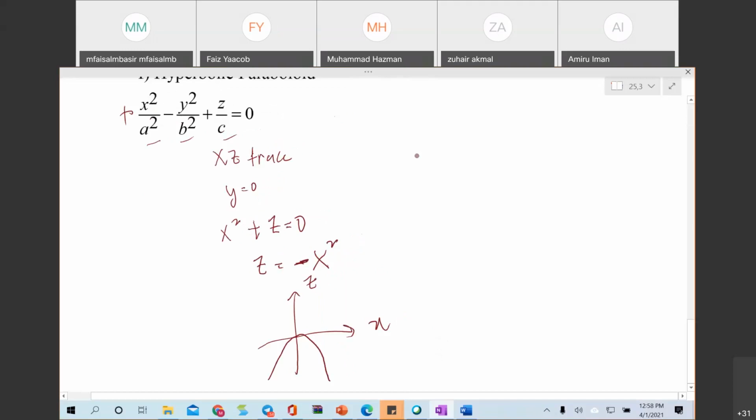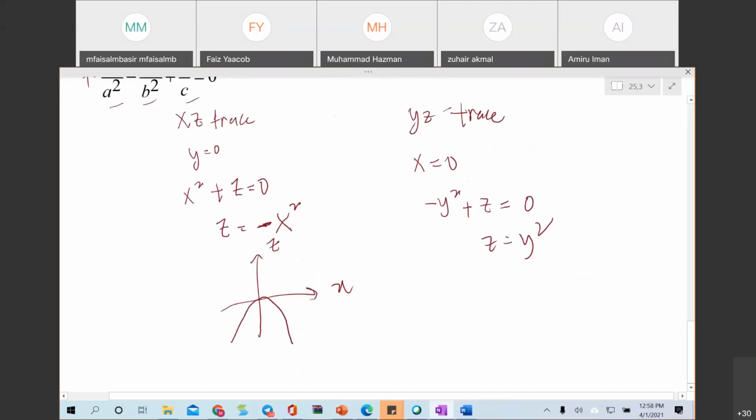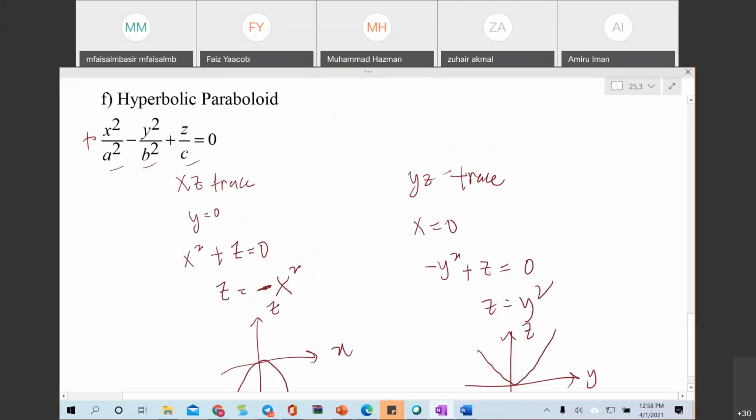Okay, then we try YZ trace. YZ trace, X0. So X0 means you have negative Y squared plus Z equals to 0. So Z equals to Y squared. So what do you have here? Z, Y. Yes. Okay. Assume that ABC more than 0.